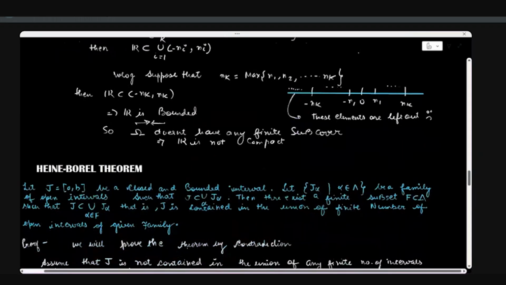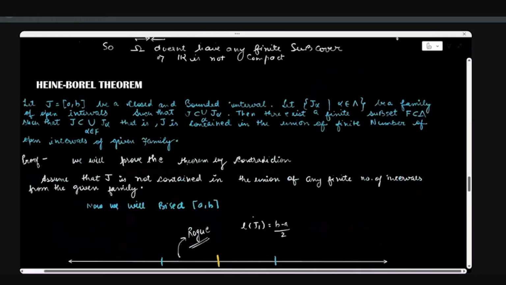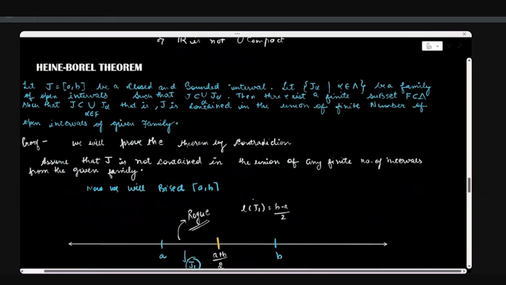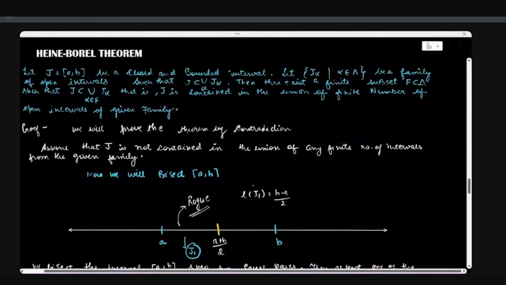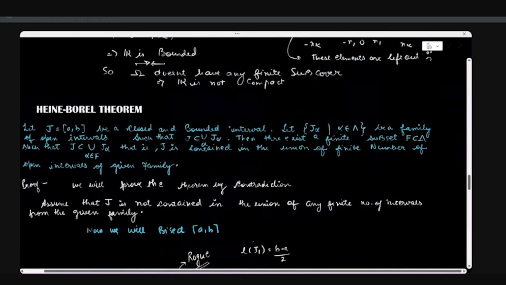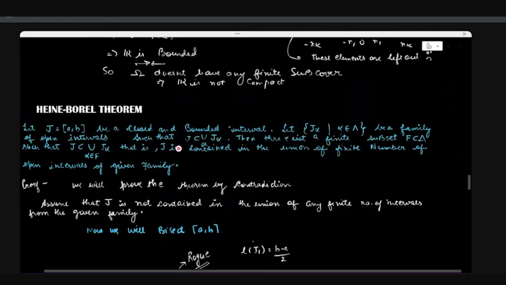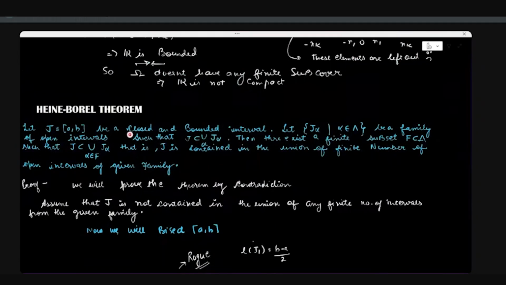So these were some illustrations so that we can fully understand the concept of compactness. Now comes our main theorem, which is the Heine-Borel theorem. I am going to prove it in the case of real numbers. The statement of the Heine-Borel theorem essentially says that any closed and bounded interval in the real numbers is a compact set. I have just written the same statement here.